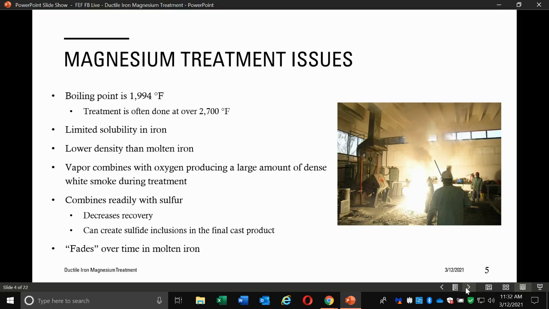Despite its advantages, magnesium treatment still has its challenges to overcome. First of all, it boils around 2,000 degrees, and treatment temperatures are often above 2,700 degrees. This causes magnesium to vaporize rapidly and quite violently. Magnesium has fairly limited solubility in iron, and it also has a lower density than molten iron, causing it to float to the top of the melt and oxidize. Magnesium vapor also combines readily with sulfur, which can lower recovery and create inclusions. And finally, magnesium will fade over time, so the longer treated iron is held before casting, the more magnesium you lose.